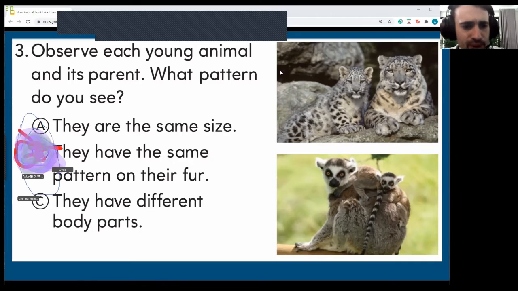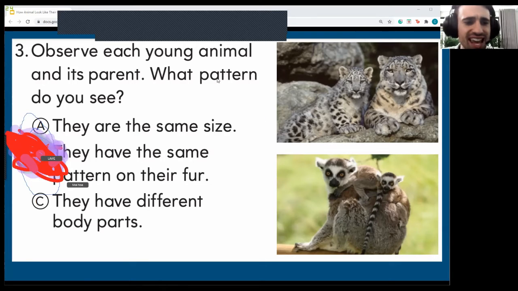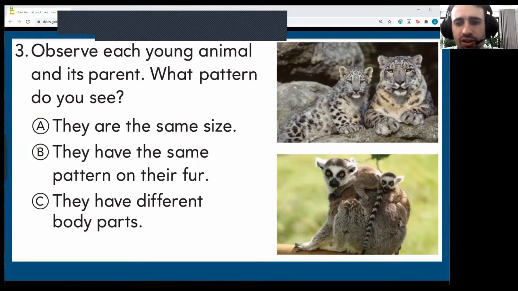Looks like everyone's choosing B. Looks good, Lavi. Ruby, good job. Hi, Nam, great job. Let me disable this. It looks like everyone agrees. It is B, and that is correct. They have the same pattern on their fur.